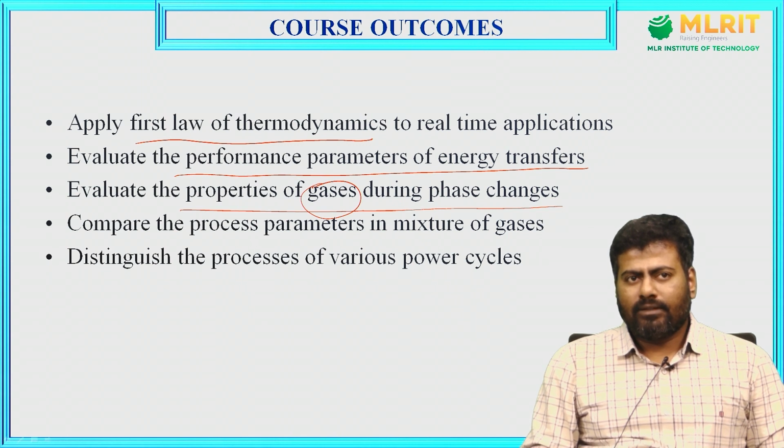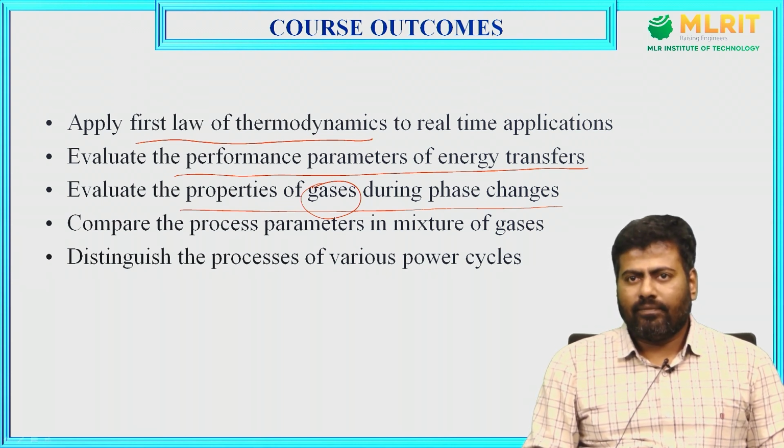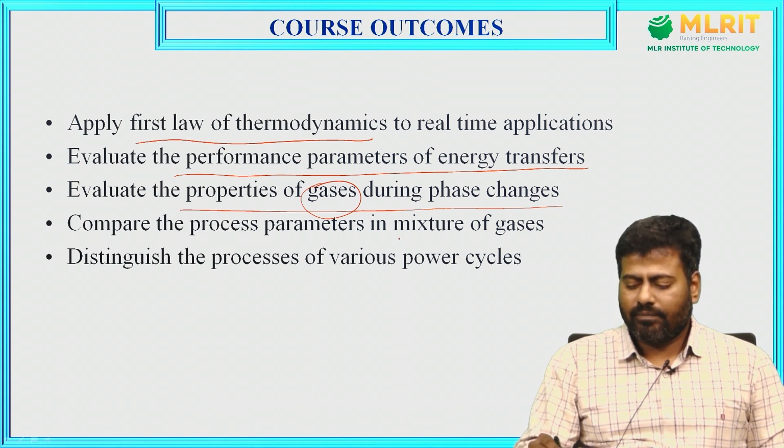Course outcome 4 is that we are going to compare the process parameters in a mixture of gases. With respect to the individual gases we applied in the first step, after that, we are going to apply it to a mixture of gases.